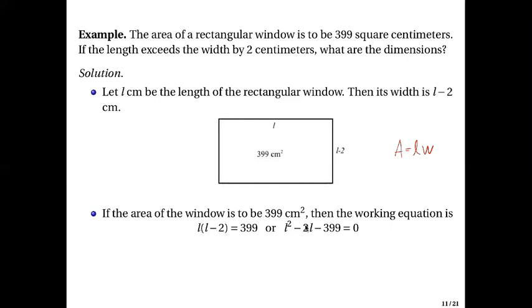So if you simplify this, you will have L squared minus 2L minus 399 equals 0. So we expanded this, we distributed L, and then we put 399 on the left-hand side. So you will have this. And then you can do factoring, quadratic formula, and so on. Actually, you can do completing the square.